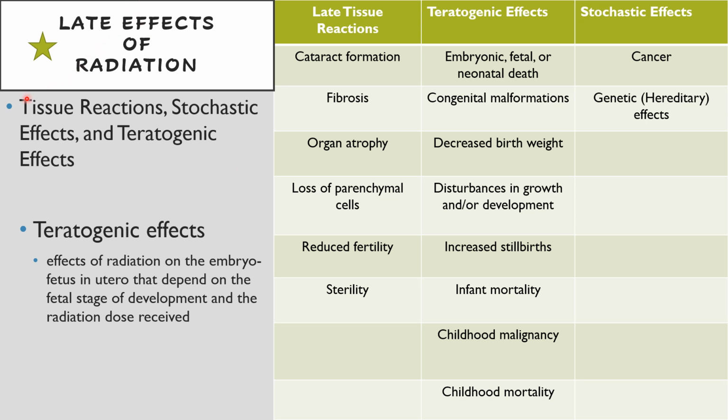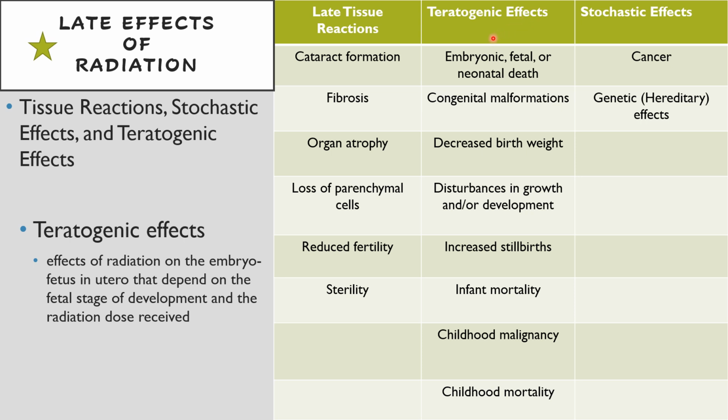Late effects of radiation: tissue reactions, stochastic effect, and teratogenic effects. Teratogenic effects are effects of radiation on the embryo and fetus in utero that depend on the fetal stage of development and the radiation dose received. So here we have late tissue reactions, which usually happen with kids and adults, but mostly for kids. Cataract formation, fibrosis, organ atrophy, loss of parenchymal, which are functional cells, reduced fertility, and sterility.